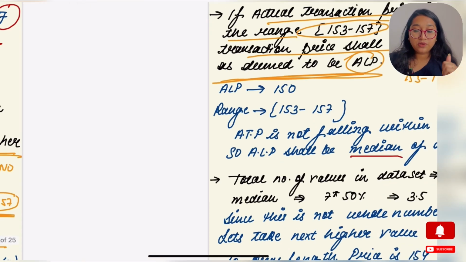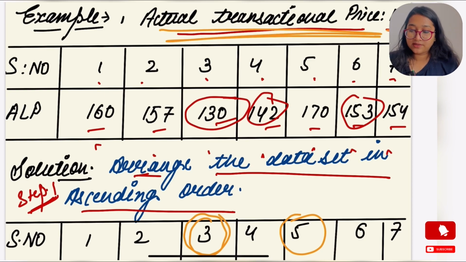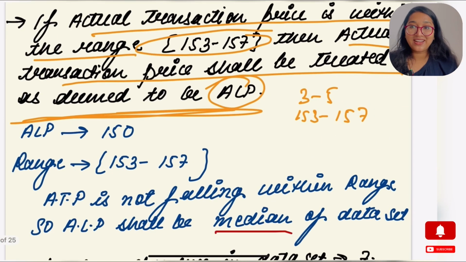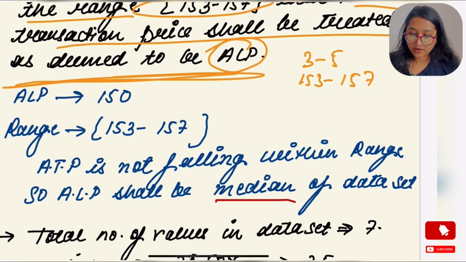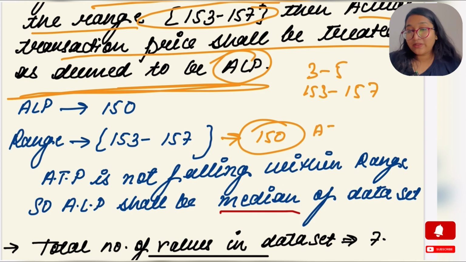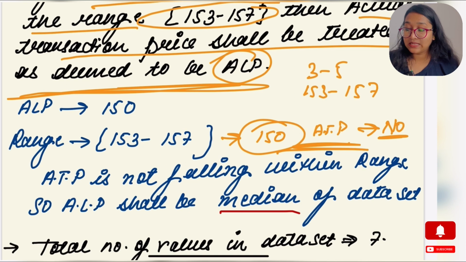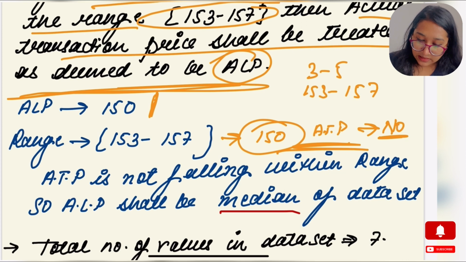Is this clear? So in the question, let's check the actual transactional price, which was 150, right? Do you think this number 150, the actual transactional price, falls under this range 153 to 157? Do you think so? The answer is no. Then what are we going to do? So let's take another case. This was where the actual transactional price was 150.